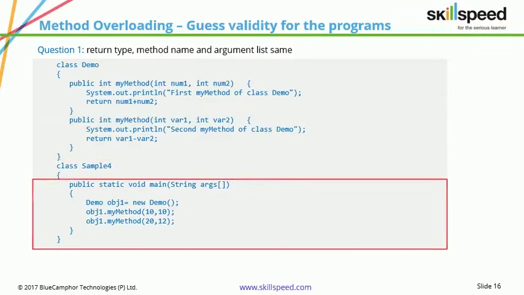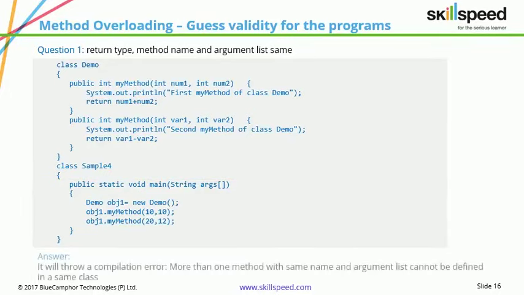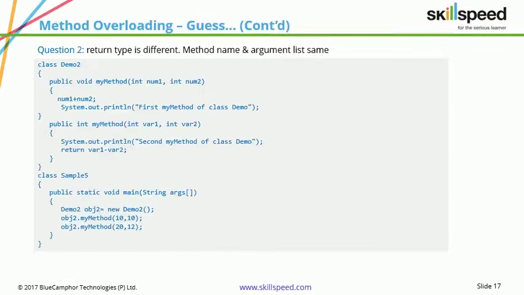In the class Sample4, I have the public static void main where I am creating an object obj1 for the demo class, and I am calling the method myMethod. Will it be valid? No. The answer is it will throw a compile time error because more than one method with the same name and argument list cannot be defined in the same class.